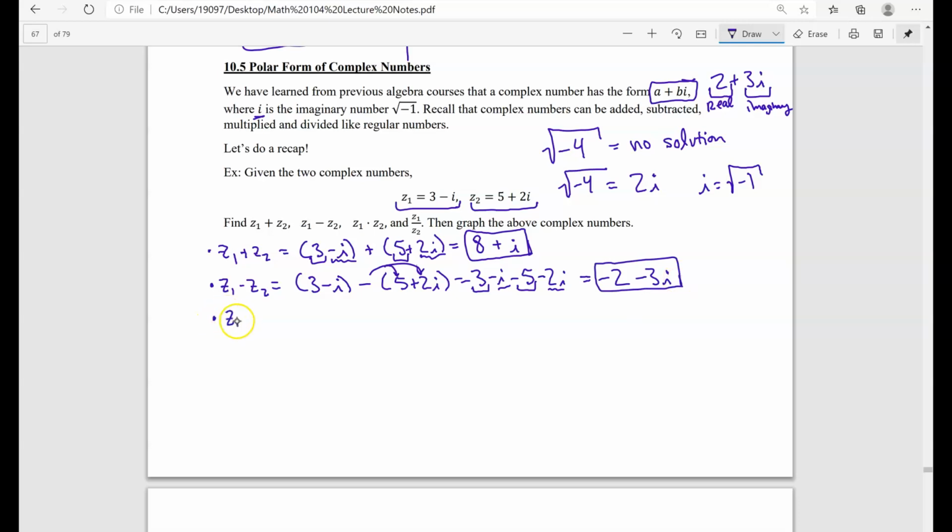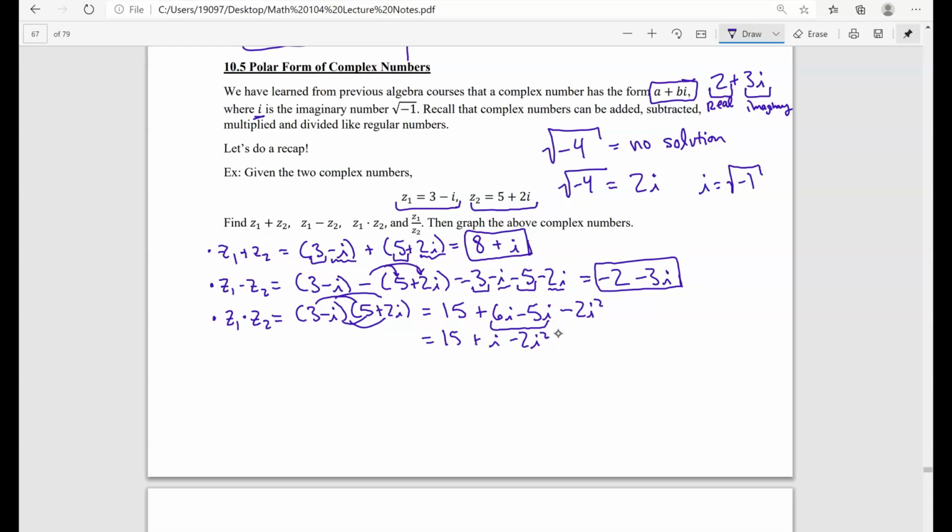Now we're going to multiply them. I'm going to multiply 3 minus i by 5 plus 2i. We're going to FOIL everything out. 3 times 5 gives me 15, plus 6i minus 5i minus 2i squared. So here we have 15 plus 6i minus 5i, which gives us 1i, minus 2i squared. Now let's think about that.